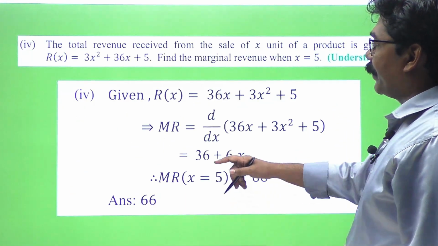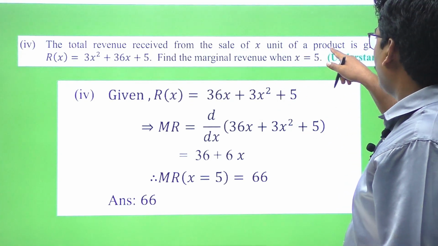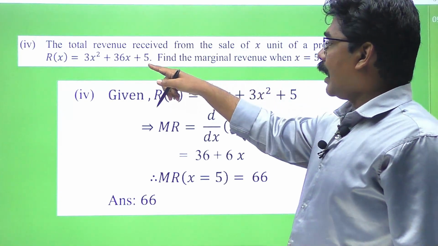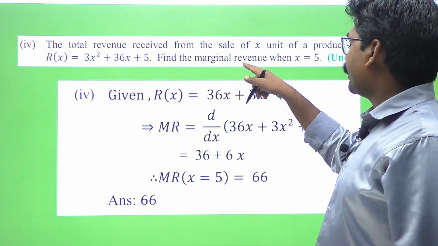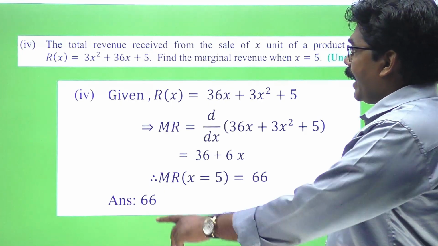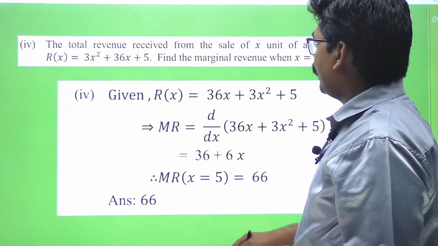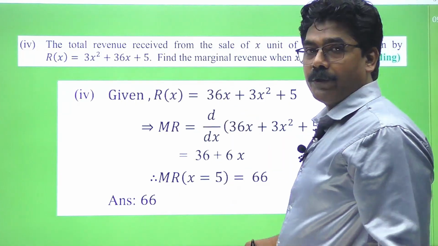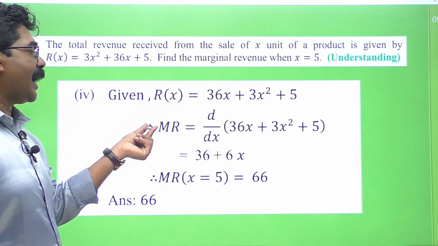Next question is, the total revenue received from sale of x units of a product is given by R of x is equal to 3x square plus 36x plus 5. Find the marginal revenue when x is equal to 5. Here R of x is equal to this relation, it is a quadratic relation. Then how will you find marginal revenue? By differentiating R of x.